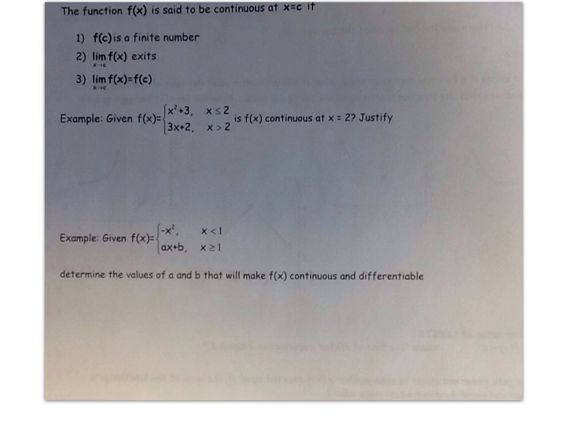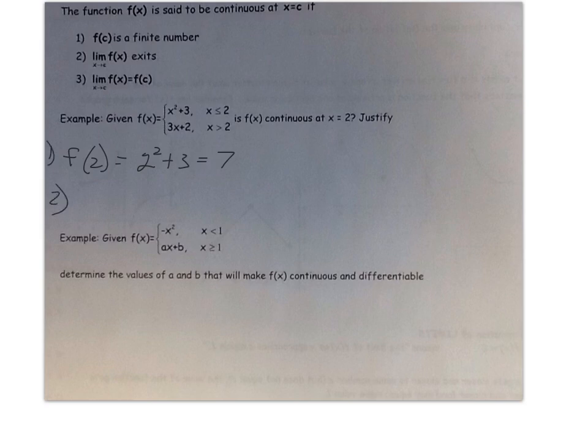So here's an example. Given this piecewise defined function, f of x equals x squared plus 3 when x is less than or equal to 2, and f of x equals 3x plus 2 when x is greater than 2, is f of x continuous at x equals 2? Justify. So first I'm just going to go in order. f of 2 needs to be defined. So for this piecewise defined function, I use the first piece. That's the piece that includes the 2. So I would sub in 2 for x, 2 squared plus 3, so that's 7. Okay, so it satisfies the first condition.